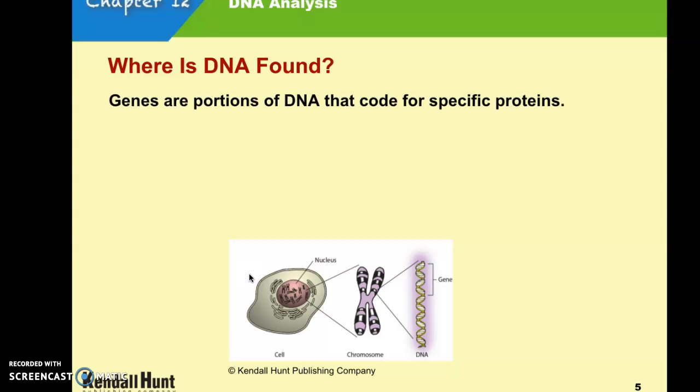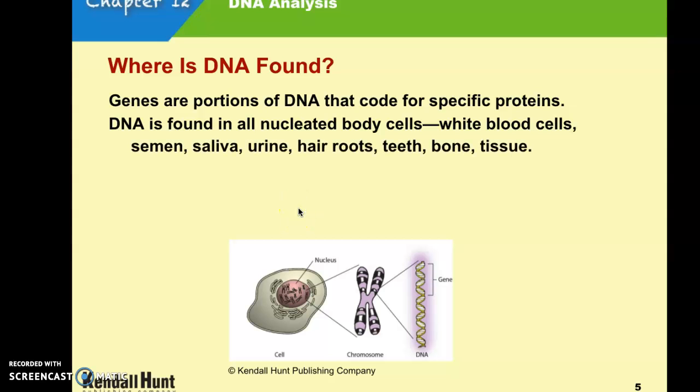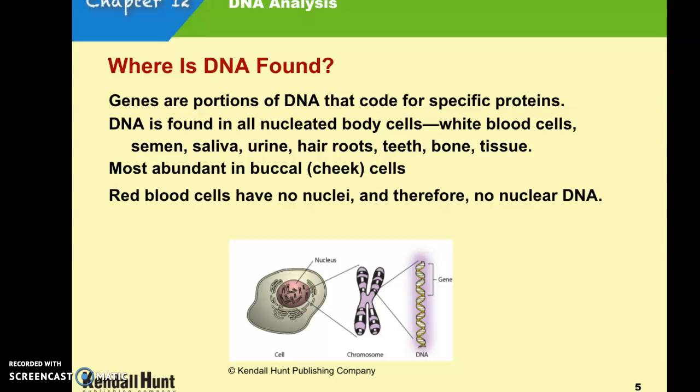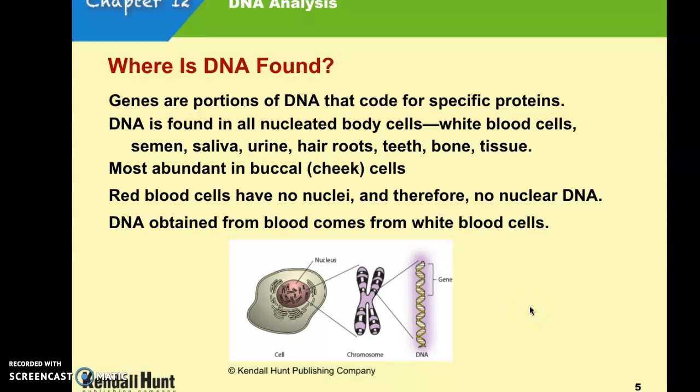Genes are the portion of the DNA that codes for proteins. It's found in all of your nucleated body cells, so white blood cells, semen, saliva, urine, hair roots, teeth, bone, and tissue. It is not found in red blood cells because red blood cells do not have a nucleus. They are most abundant in your buccal or cheek cells. Red blood cells have no nuclei, therefore they cannot use those for testing. So when they do use DNA testing from blood, they're testing the white blood cells and not the red blood cells.